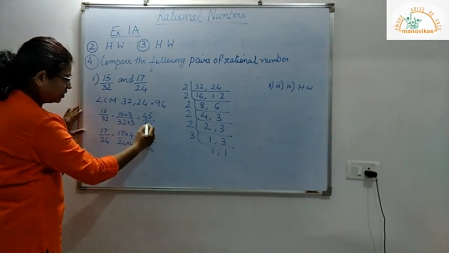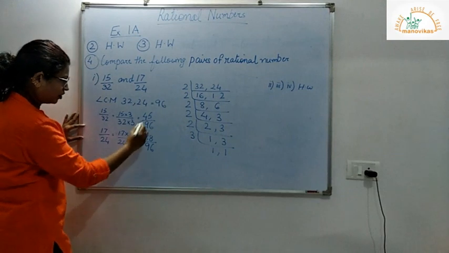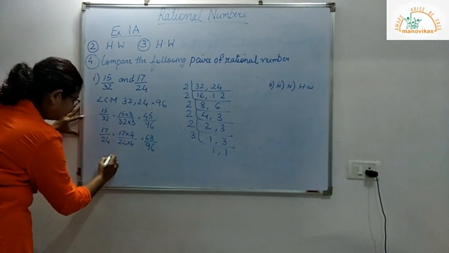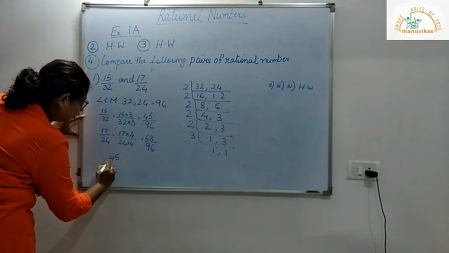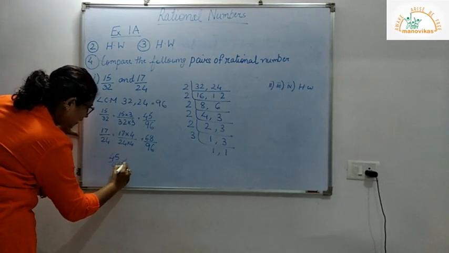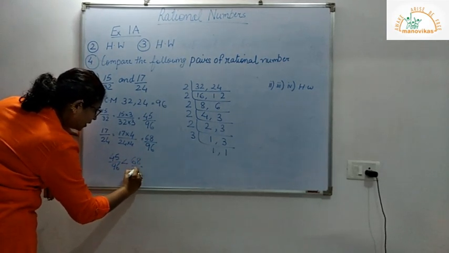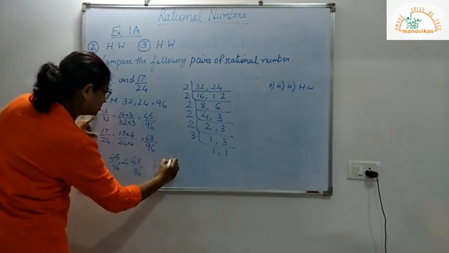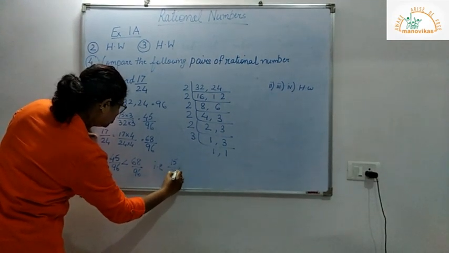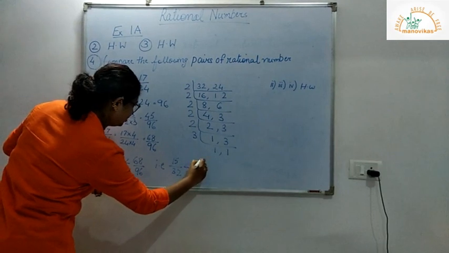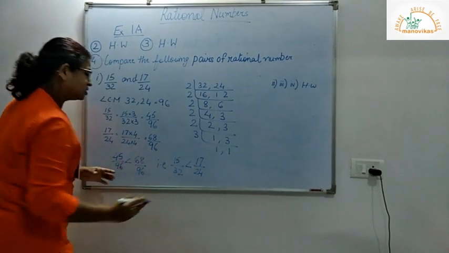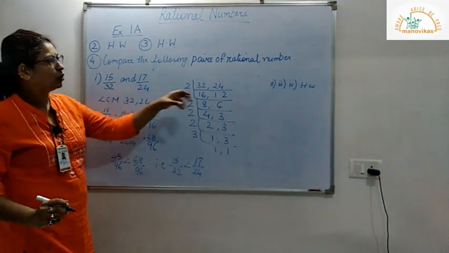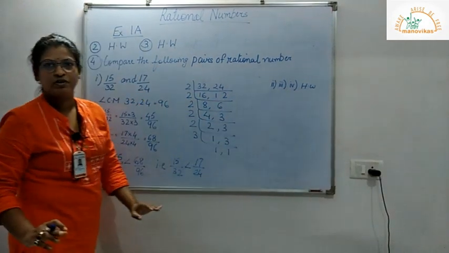Now if you see the numbers we have got, that is 45 upon 96 and 68 upon 96, we have 45 upon 96 is less than 68 upon 96. So the original numbers, 15 upon 32 is less than 17 upon 24. This is how you compare the given pairs of rational numbers. I have done the first one. You can solve the second, third and fourth for homework.